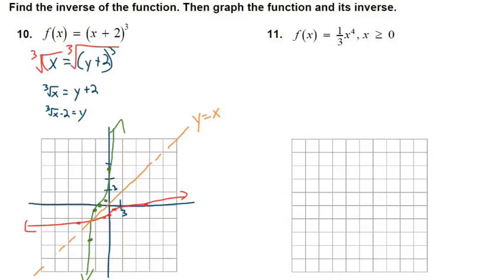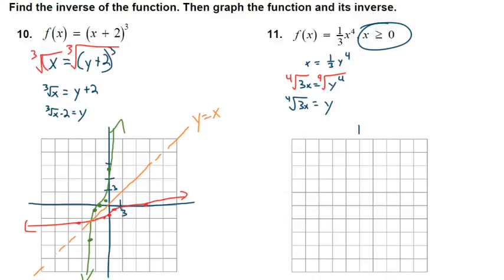Okay, same thing for the last one. If I have f of x equals 1/3 x to the 1/4, so again, x equals 1/3 y to the 4th. Well, that makes it 3x equals y to the 4th. Take the 4th root. 3x. Now, they say when x is greater than 0. So this is always going to end up being positive. So I don't have to put the negative on front of it. This is the one case where I don't have to put the plus or minus because of what it comes out to.